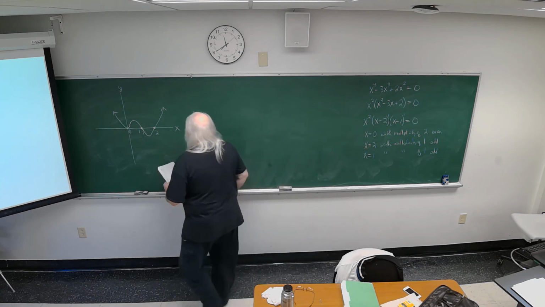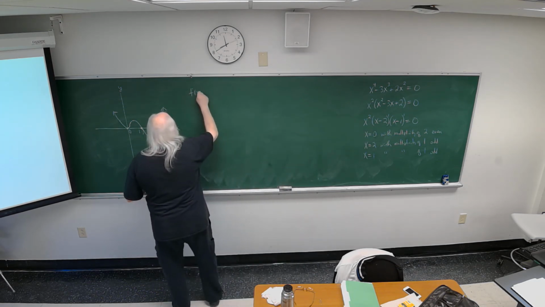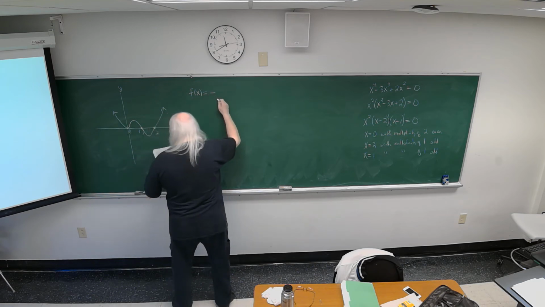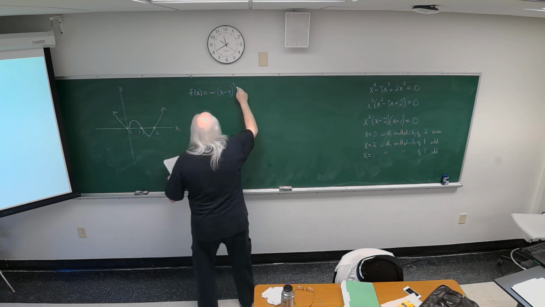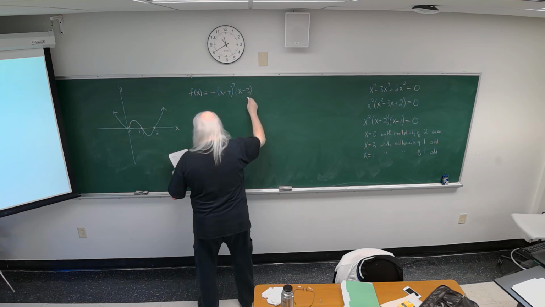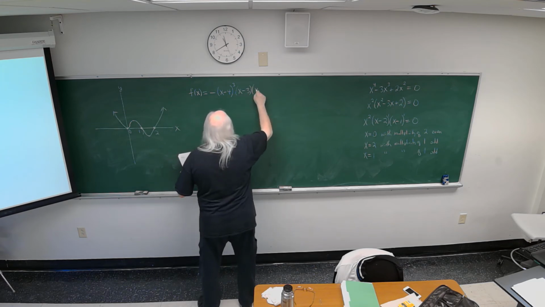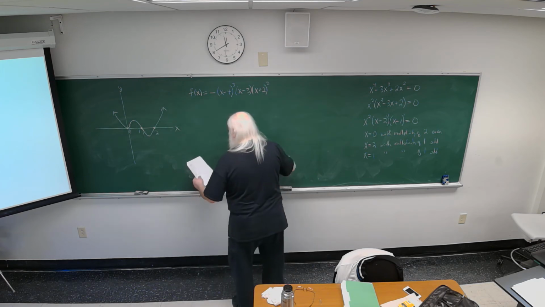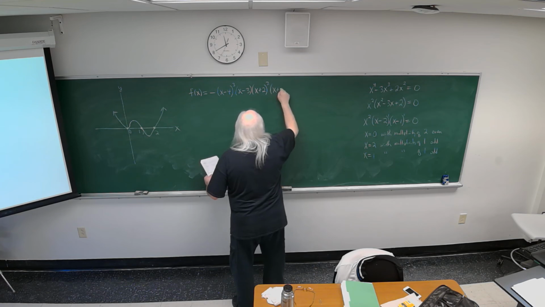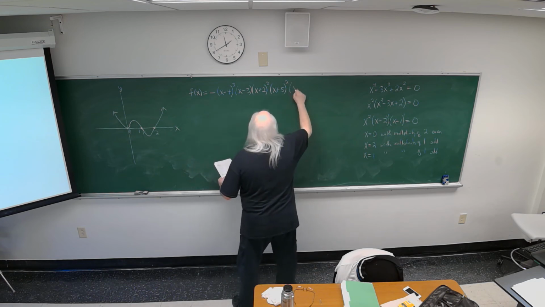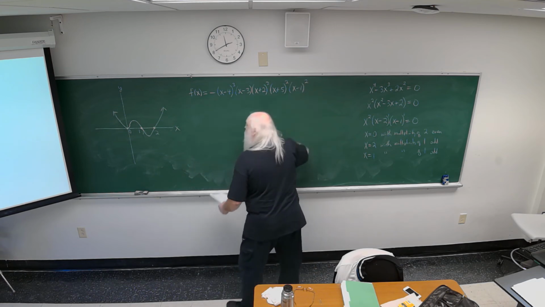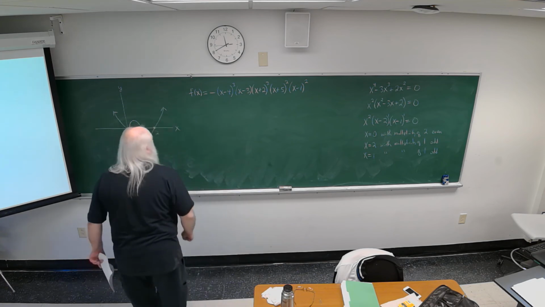All right, so let's take a look at B. We have f of x equal to the negative of x minus 4 cubed, times x minus 3, times x plus 2 cubed, times x plus 5 squared, times x minus 1 squared. Got to copy everything down correctly.